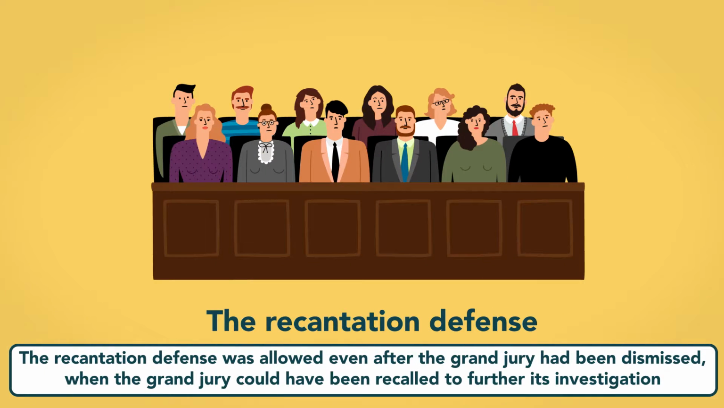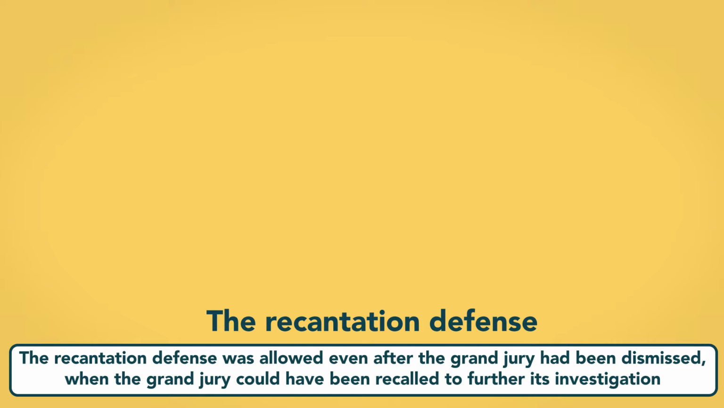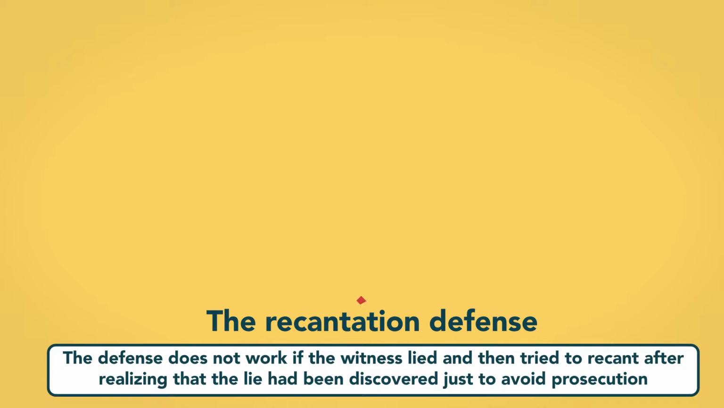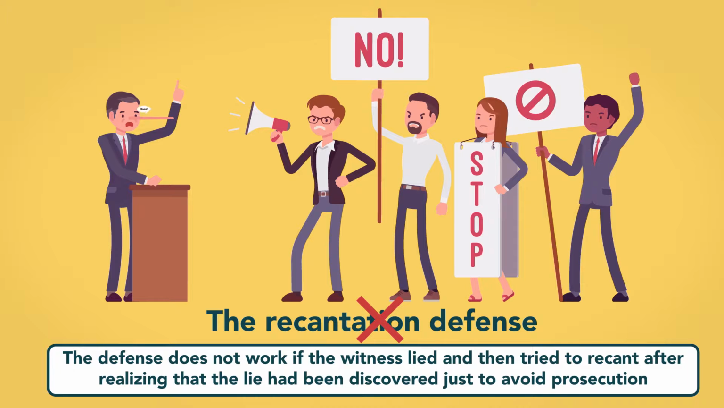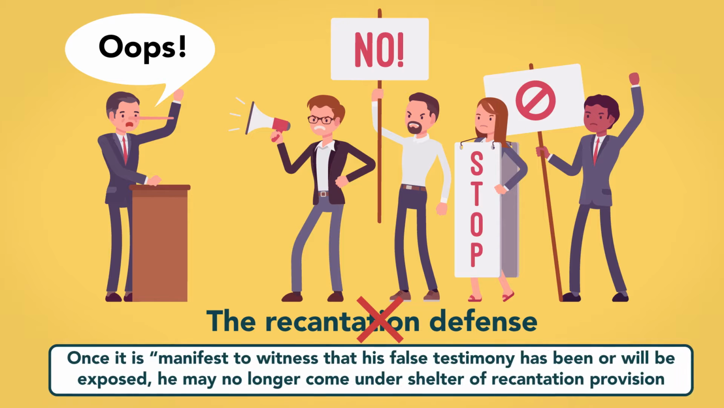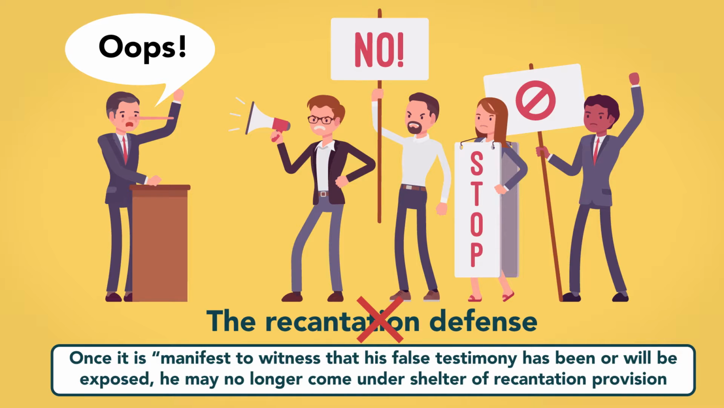The recantation defense was allowed even after the grand jury had been dismissed, when the grand jury could have been recalled to further its investigation. However, the defense does not work if the witness lied and then tried to recant after realizing that the lie had been discovered, just to avoid prosecution. Once it's manifest to the witness that his false testimony has or will be exposed, he may no longer come under the shelter of the recantation provision.